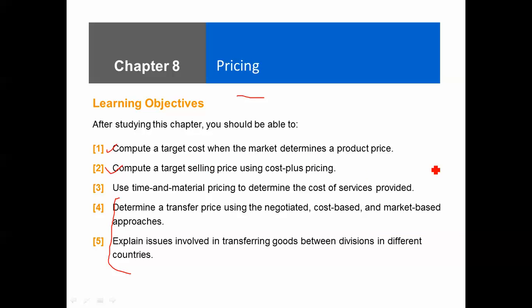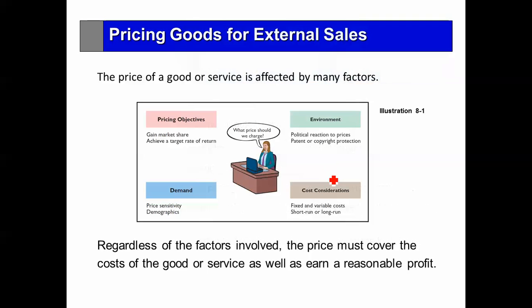In the first case, the market sets the selling price. We determine whether we can produce it within a certain cost range in order to compete. In the second case, we set the selling price, and that's based on how much it costs us plus how much we want in terms of a return on our investment.